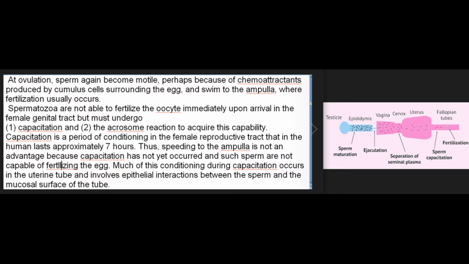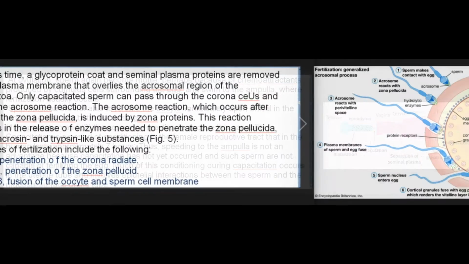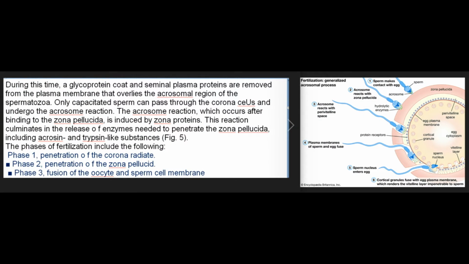Much of this conditioning during capacitation occurs in the uterine tube and involves epithelial interactions between the sperm and the mucosal surface of the tube. During this time, a glycoprotein coat and seminal plasma proteins are removed from the plasma membrane that overlays the acrosomal region of the spermatozoa. Only capacitated sperm can pass through the corona radiata and undergo the acrosome reaction.